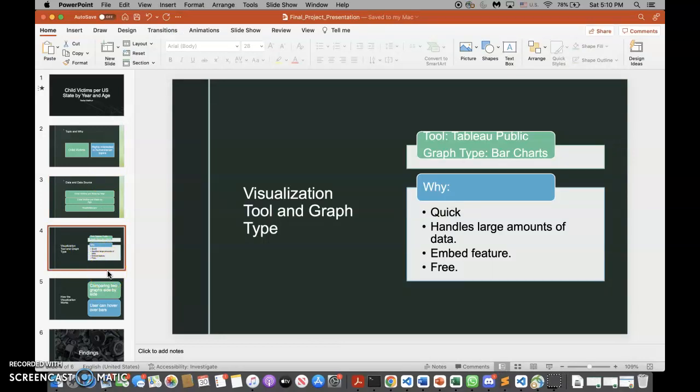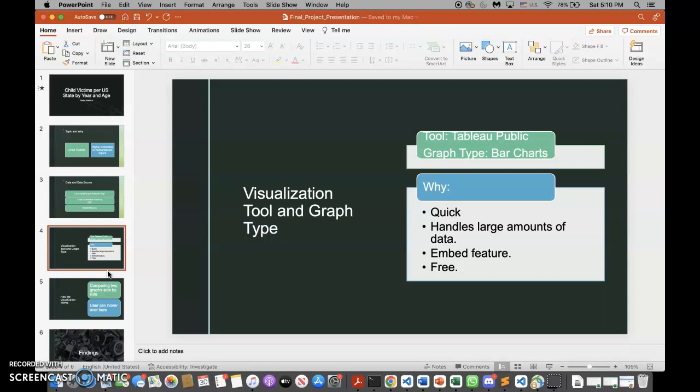the visualization tool I ended up going with is Tableau Public because in my opinion, it's the quickest to create interactive visualizations and also handles large amounts of data extremely well. Not only that, the implementation into a website with the embed feature is really easy and it's free.